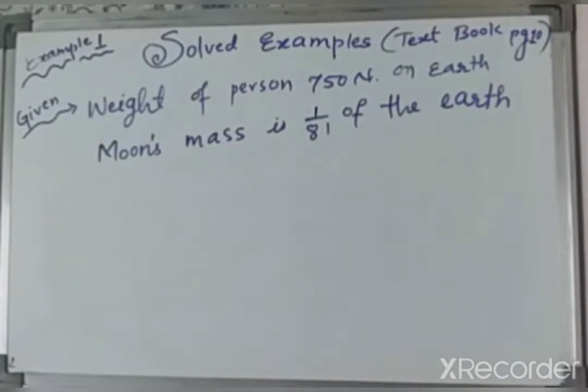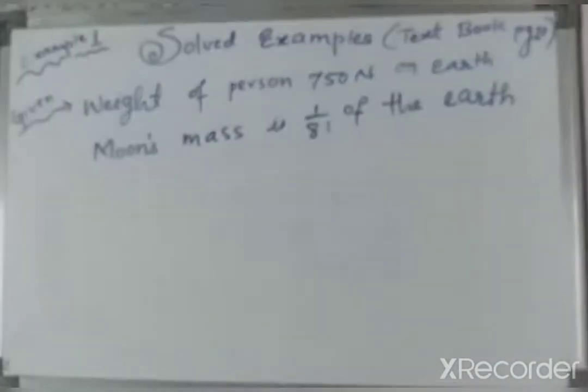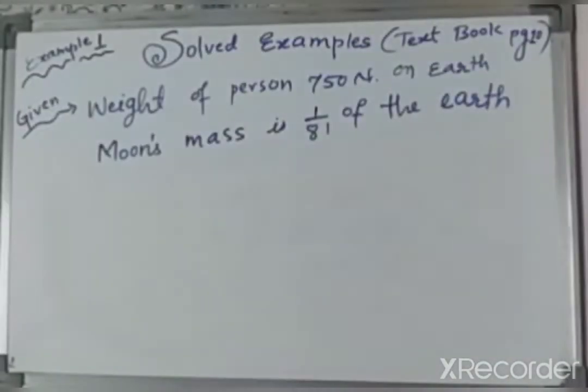Today we are going to solve examples from textbook page number 10, which are based on mass and weight, the topic which we discussed yesterday. The question before you is: if a person weighs 750 Newton on earth, how much would be the weight of the same person on the moon? We have to find that out.